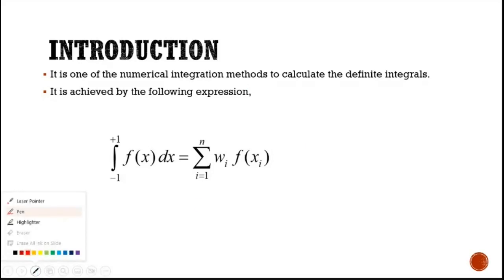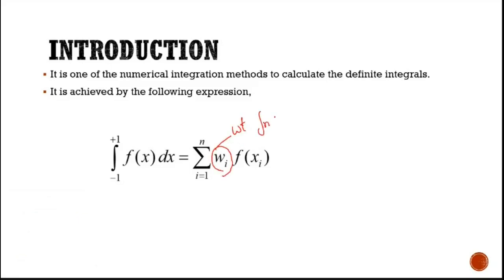I can see here, wi is a weighted function. And f of xi, where i is the number related to this. The one variable here is how this n came. Because i is varying from 1 to n. So what is this n? It is related to the order of your integral. This is purely related to the order of the integral.